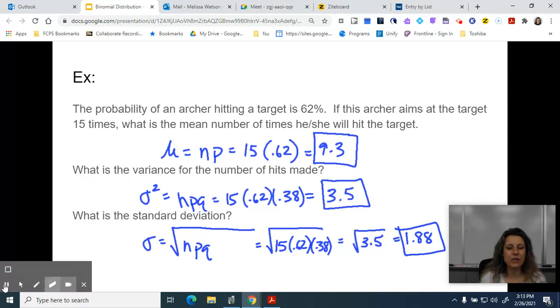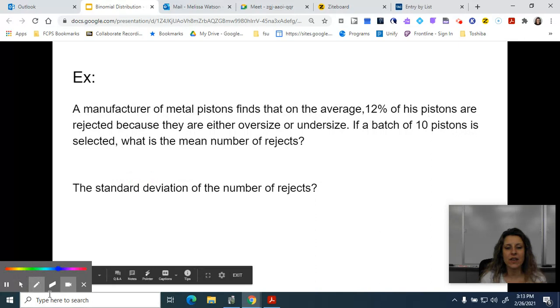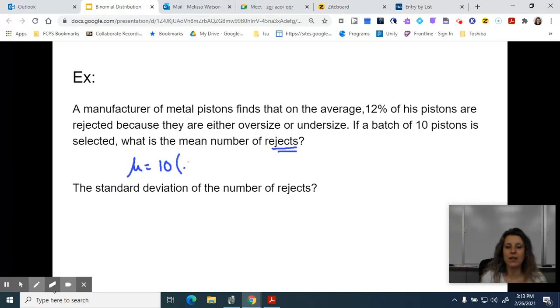Okay, our last example for this lesson is another example with mean and standard deviation. I did not ask variance on this one, so I could, but I just didn't. A manufacturer of metal pistons finds that on average, 12% of his pistons are rejected because they're either oversized or undersized. In that batch of 10 pistons, what is the mean number of rejects? Again, rejects is our success. So we're going to multiply n, the number in the sample or the trial, which is 10, times the probability of being a reject, which is 0.12.